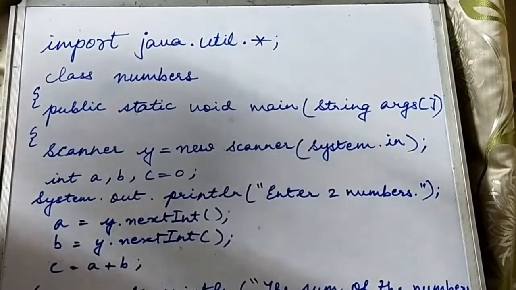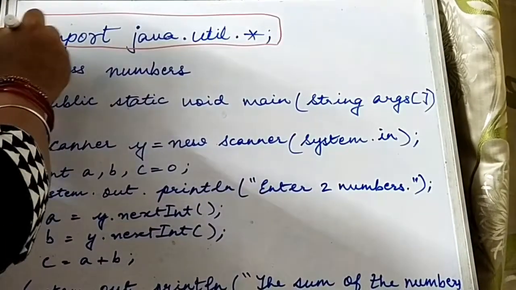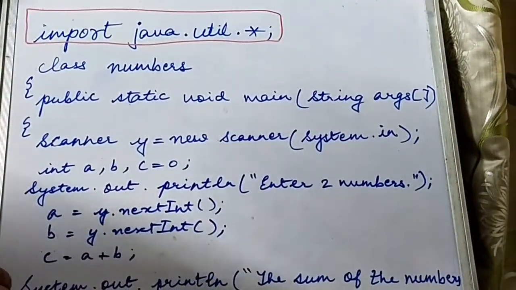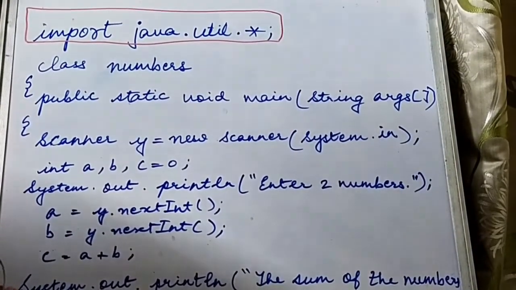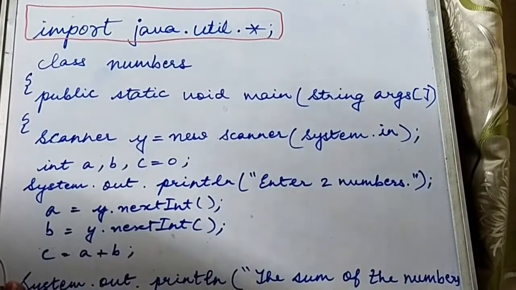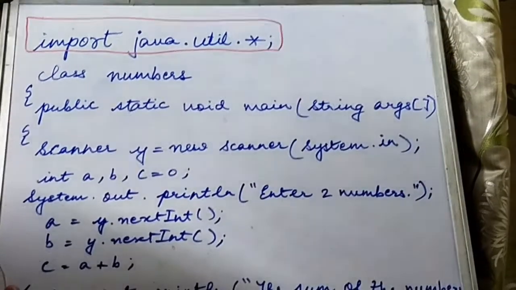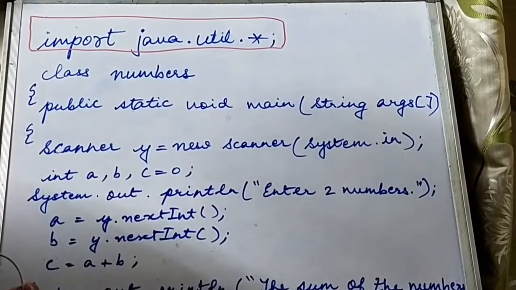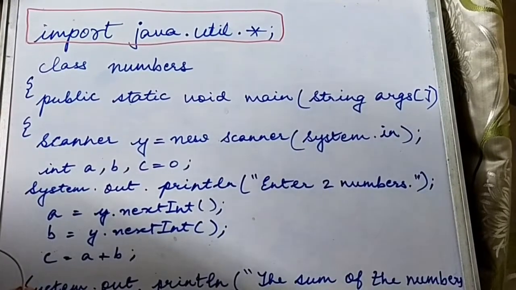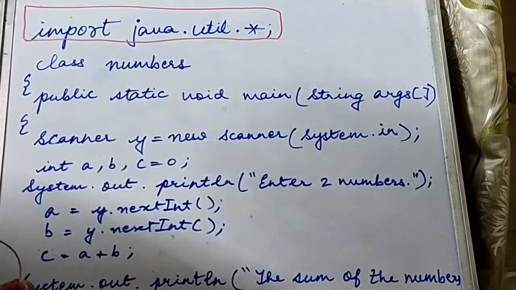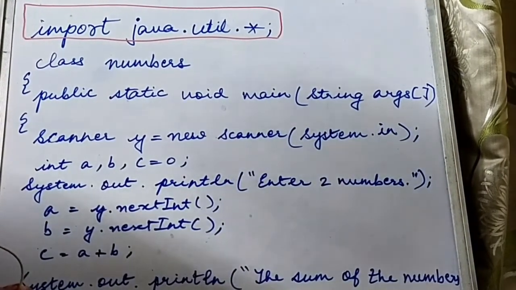First thing, you are going to write import java.util.asterisk. What is this? This util is a package which you are supposed to import if you are going to write a scanner class program. Now a question may come to you, why do we need a package to call and link with our program? The import word is a keyword which can call a package and link it with your program, so you are able to access whatever method is present in that package.